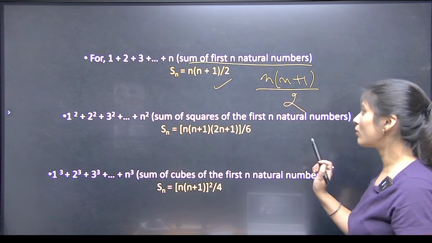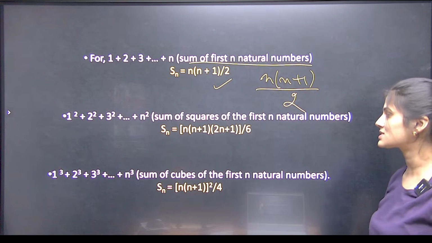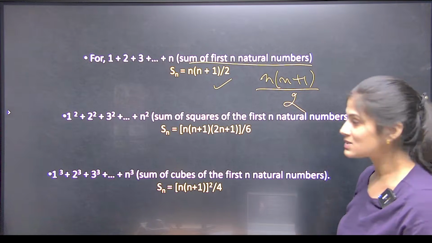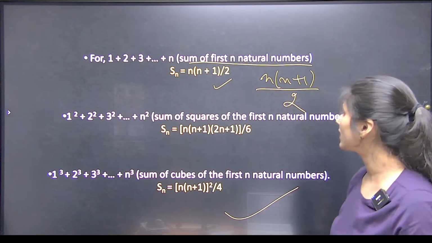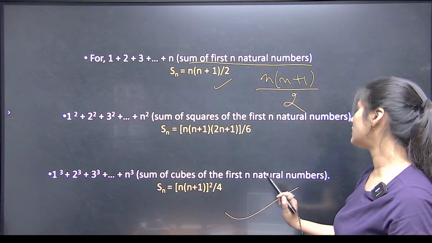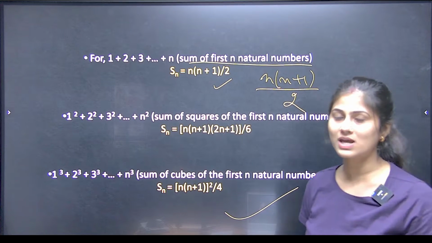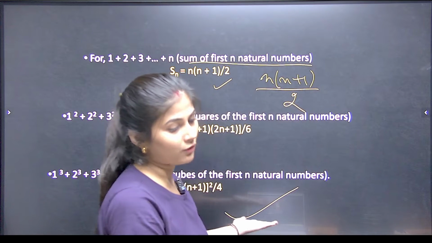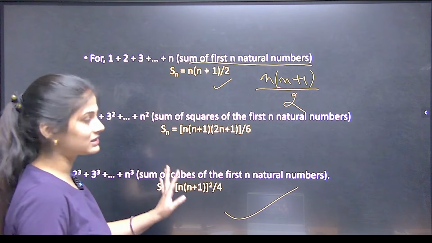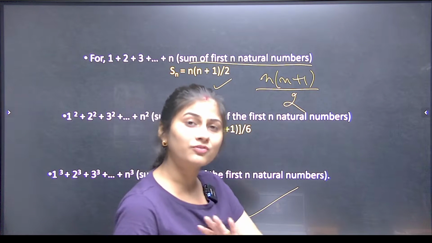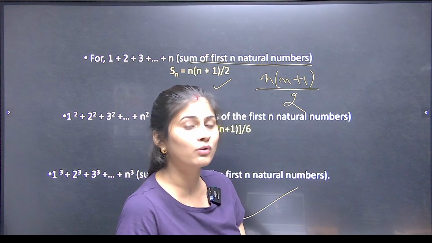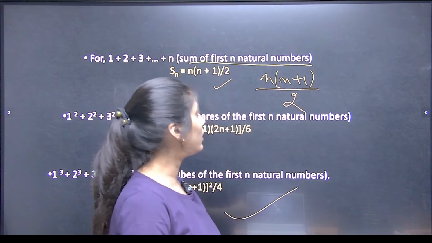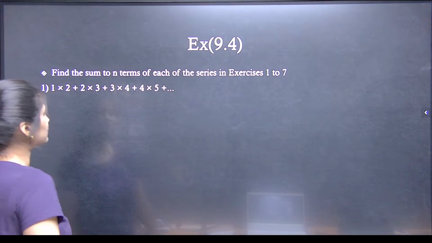Similarly, the sum of squares of the first n natural numbers is equal to n(n plus 1)(2n plus 1) divided by 6. For the third formula, the sum of cubes of the first n natural numbers is equal to Sn equals (n(n plus 1)) whole square by 4. These are the formulas that we are going to apply in this exercise. See, special series have a different method of solving questions. They will not follow a single particular formula like we do in APs and GPs. So let's discuss how we can solve such questions.